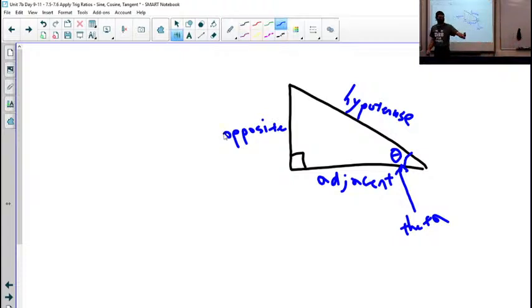Now I'm going to abbreviate these in just a second here. So what we have is that once we know our angle, we can compare pairs of sides in relation to that angle. That's what we're going to be doing. We're going to narrow down what pair of sides we are interested in using. And there are three different pairs of sides that we could be talking about.